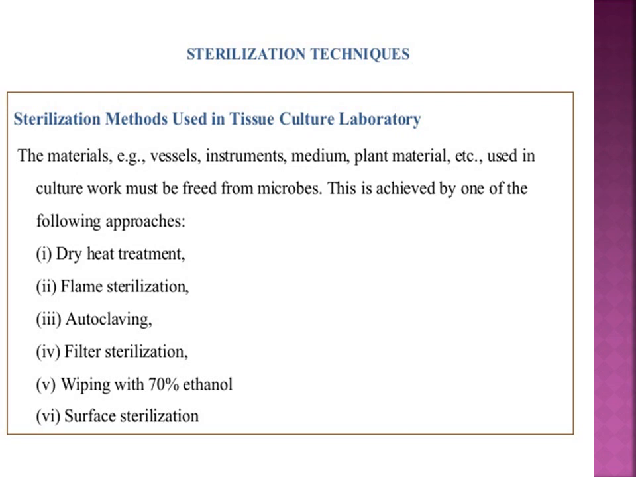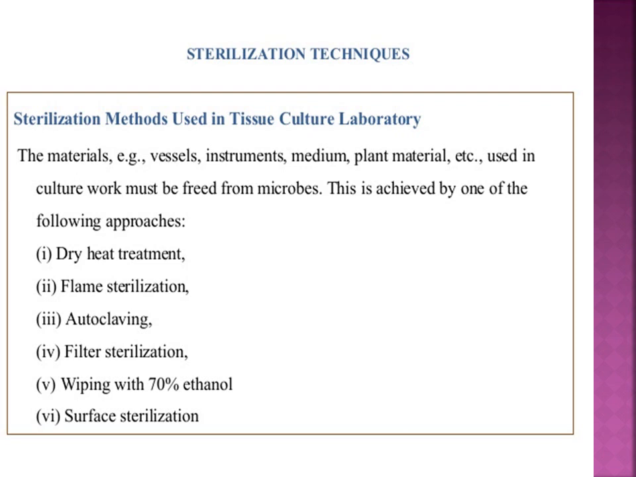Autoclaving: the medium as well as the spatula, forceps, knives, etc. Whatever we are using in the transfer of the cultures will be autoclaved. Autoclave is wet sterilization where the temperature will be around 120 degrees Celsius, 15 psi for 15 to 20 minutes. Filter sterilization: if you are using antibiotics, growth hormones, etc., and you autoclave them, they will get denatured. So in these cases, we do filter sterilization.